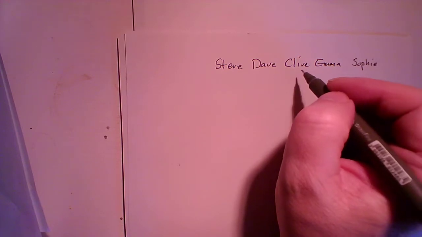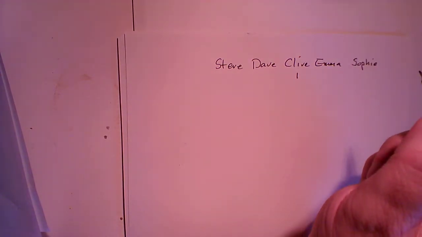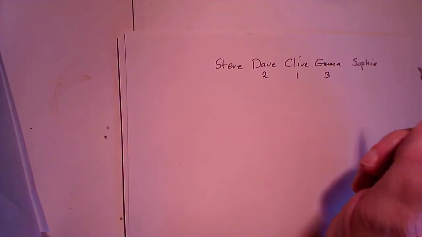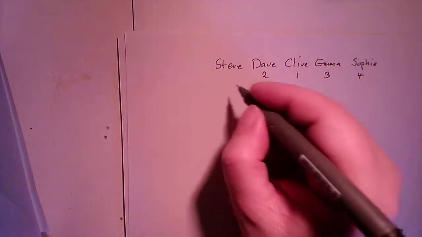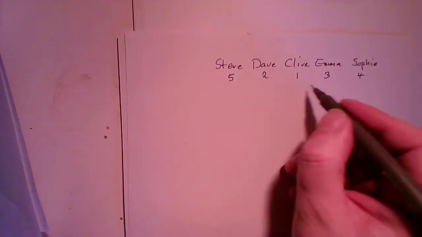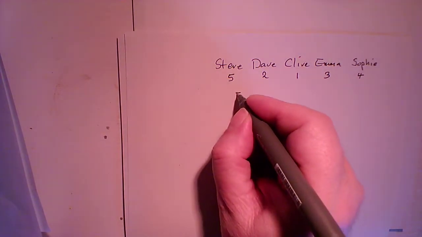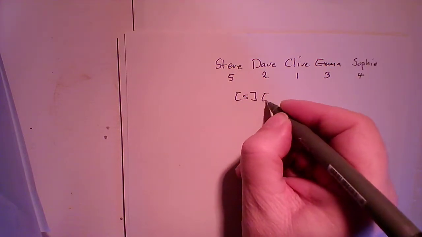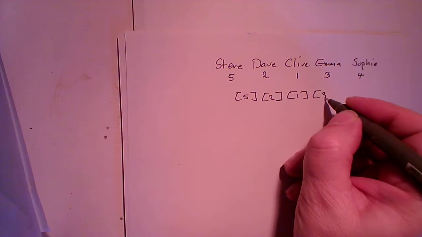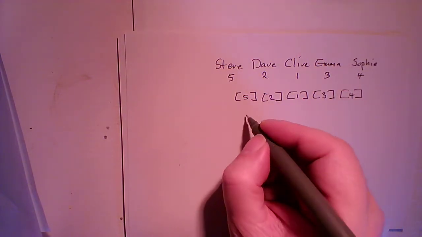So look along now and see which one would be the first in the list. So Clive would be number 1, Dave would be number 2, Emma would be number 3, Sophie would be number 4, and Steve would be number 5. And then just work on this. So for example, if I was doing the merge sort now, I've got 5, 2, 1, 3 and 4. So join these two together.